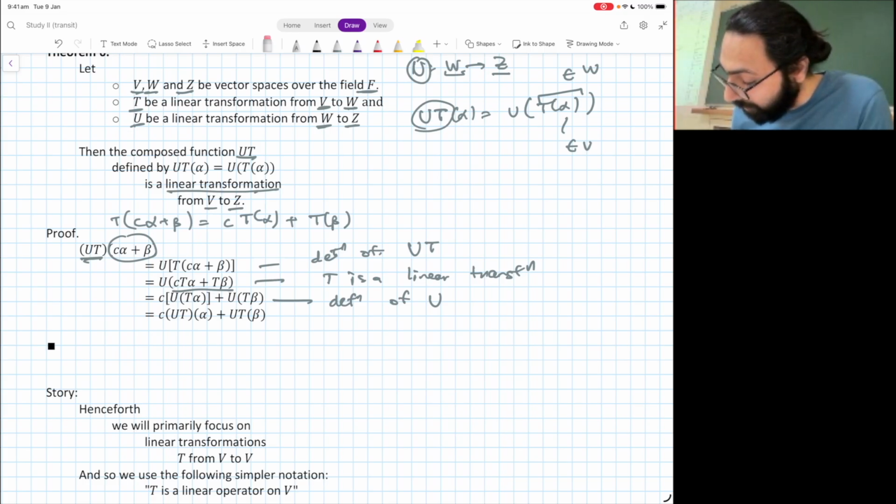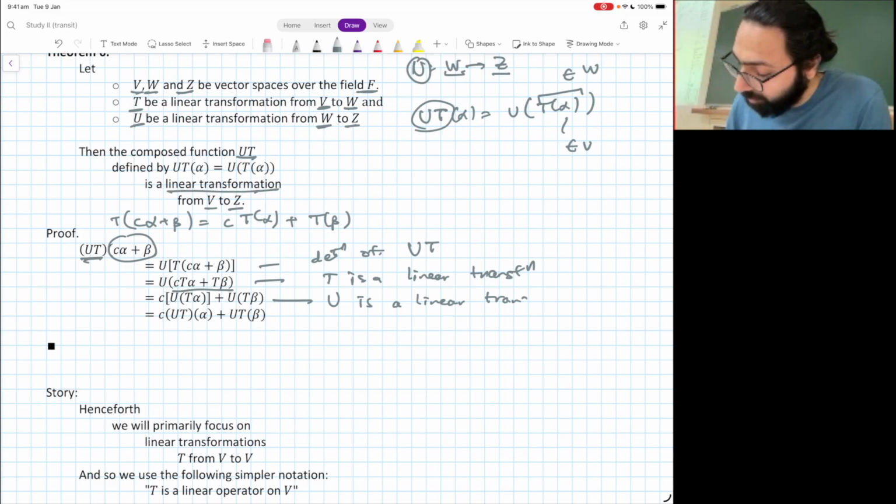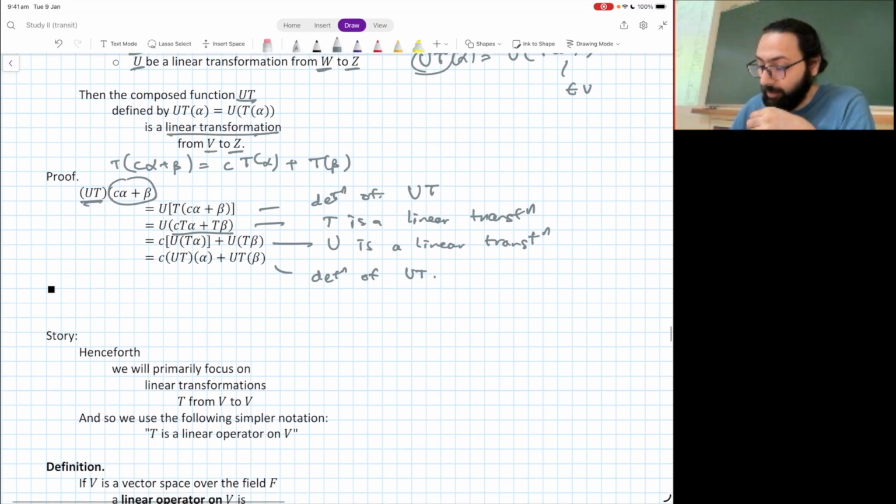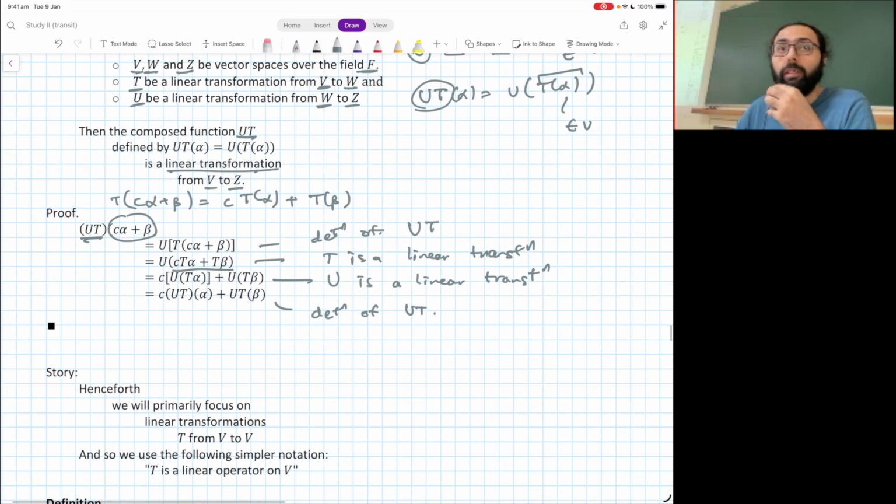Wait, what did I do? This is using the fact that U is a linear transformation. And then this is using the definition. Are the steps clear? It's very straightforward. There's nothing very deep. This proof is very, very easy. Any questions?